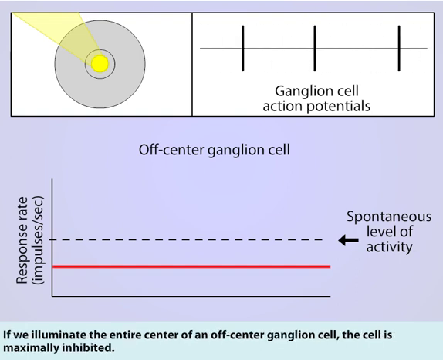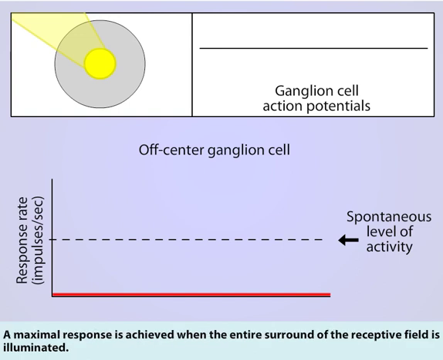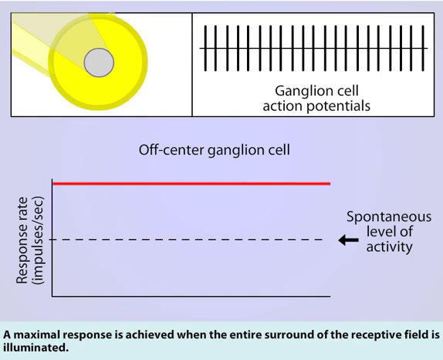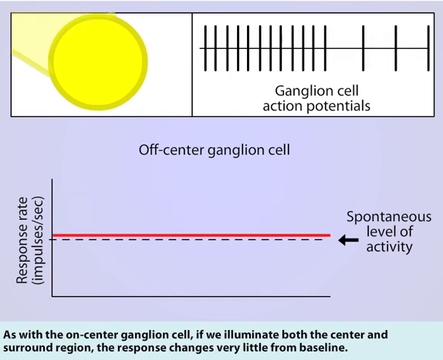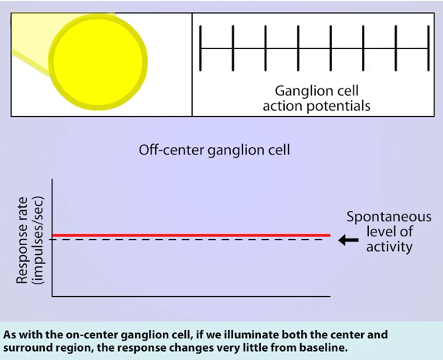If we illuminate the entire center of an off-center ganglion cell, the cell is maximally inhibited. A maximal response is achieved when the entire surround of the receptive field is illuminated. As with the on-center ganglion cell, if we illuminate both the center and surround region, the response changes very little from baseline.